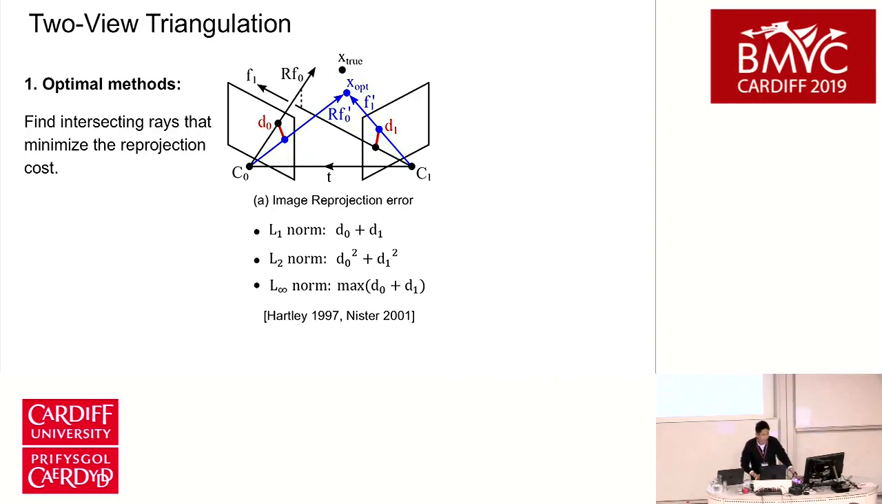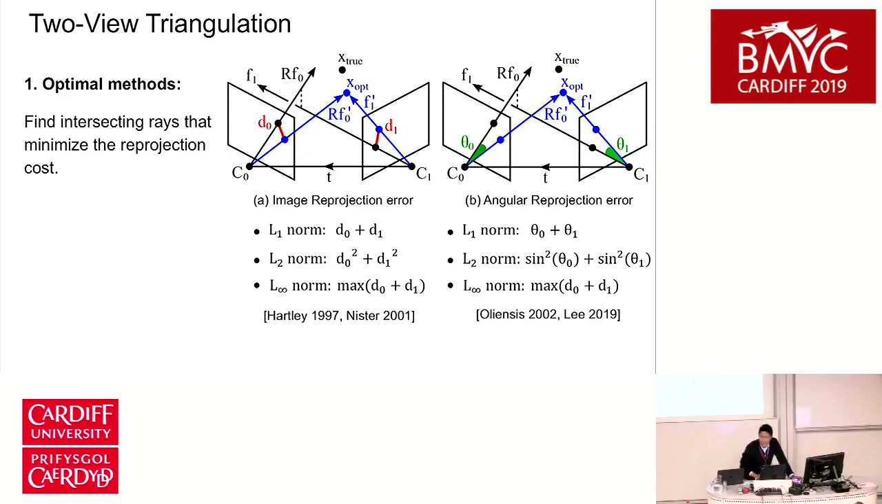Most of the time, this cost is based on the image reprojection error, shown here as D0 and D1. The cost can be in either L1, L2, or infinity norm, which means the sum, the squared sum, or the maximum of the two errors. Hartley and Nister showed that the optimal solution can be obtained in closed form.